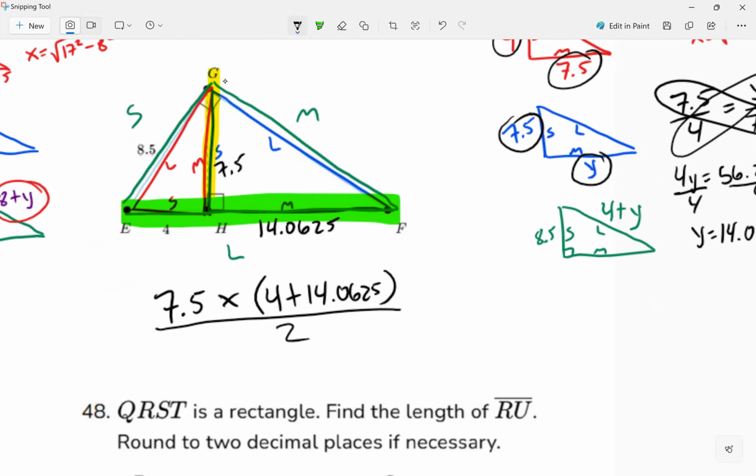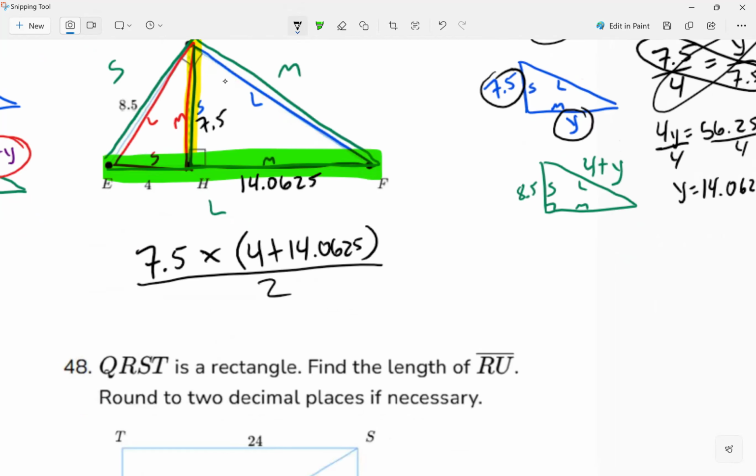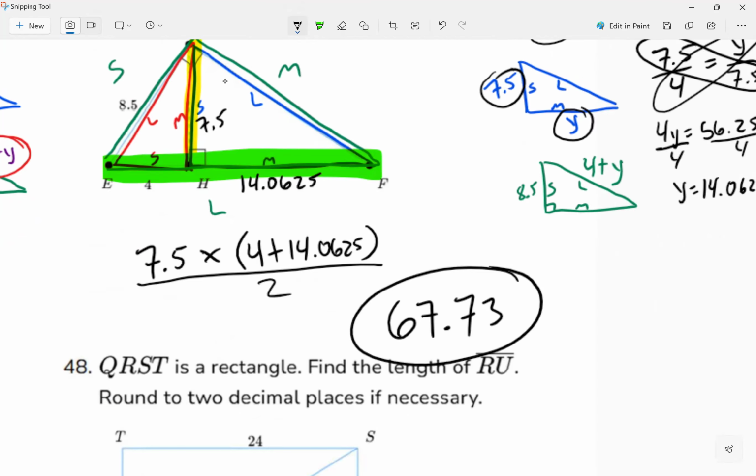My calculator says 67.734, and more decimal numbers, but I'm going to round it to 2 decimal places. I'm going to call this 67.73. I highly recommend you type it on your calculator. Make sure you get the same thing I do.